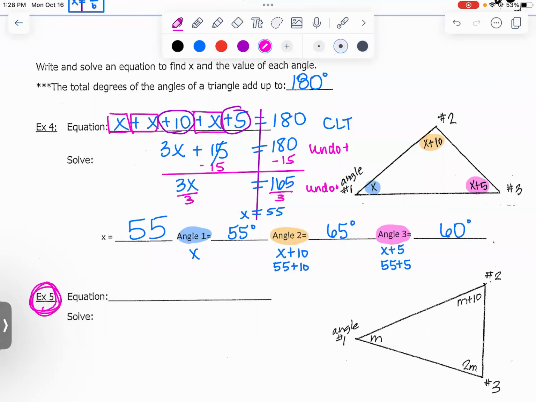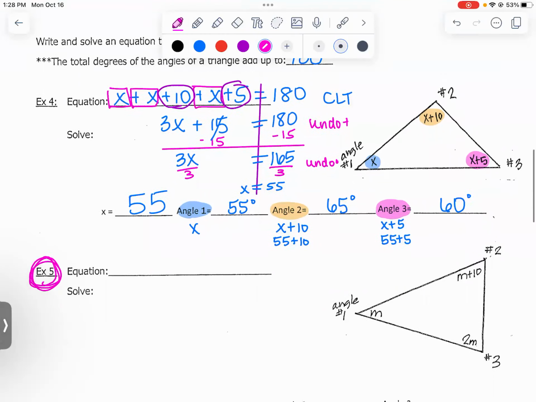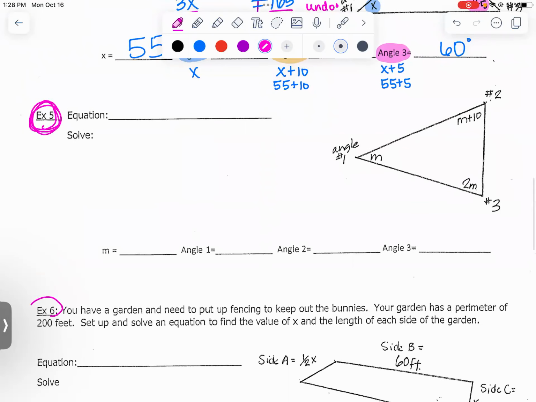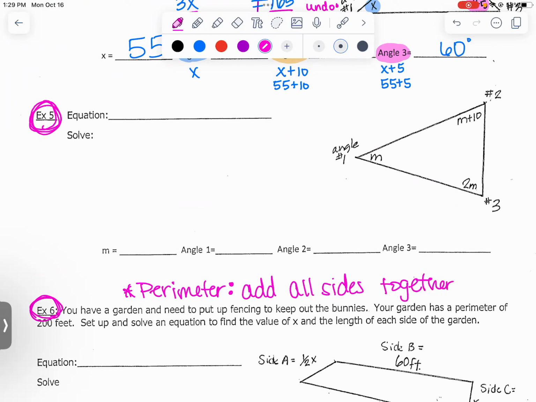Can you please circle example 5? Can you please circle example 6? I also want you to write that perimeter means you add all of the sides. So in example 6, it says something about perimeter. That means you say side plus side plus side plus side. Whereas like this example 5, we're adding angle plus angle plus angle together.